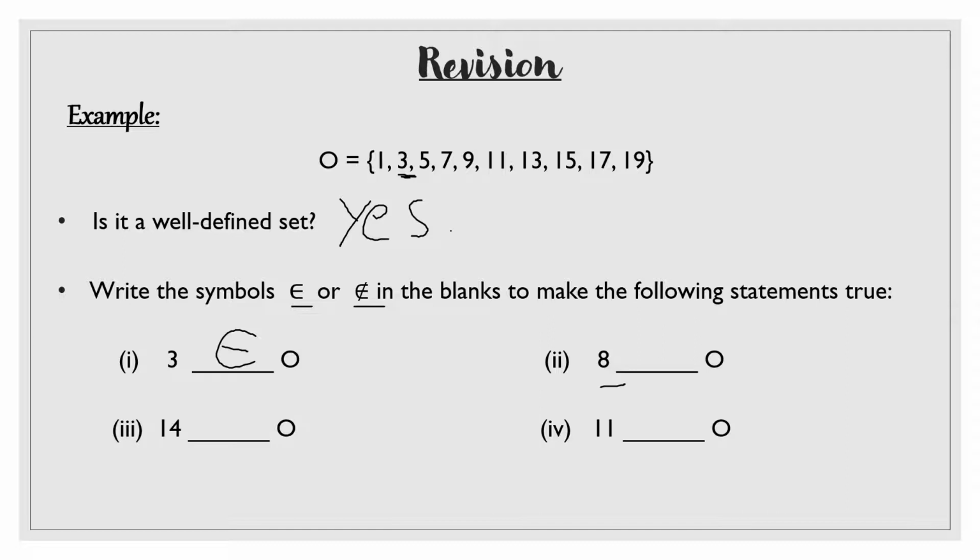For 8, 8 is not present anywhere here. So 8 is not present in the set O. So we will write doesn't belong to. 14 is also not present in the set O. So we'll write 14 doesn't belong to O. 11 is present in the set O. So we'll write 11 belongs to set O.